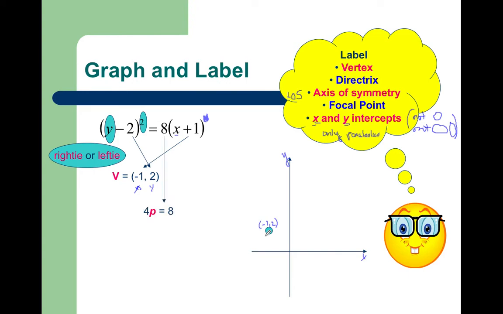The dilation factor is 8. And remember, the dilation factor is 4 times p. Since 8 is positive, the 4 is positive, so I know that this is not a lefty. Since the dilation factor is positive, I'm a righty, so I'm going to open to the right. Since 4p is equal to 8, p itself is equal to 2. So I take the vertex and I go right 2 to the focal point. If I went right 2 from -1, I'm now at 1, 2.